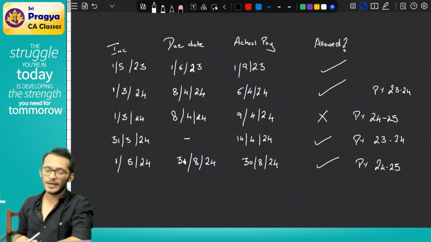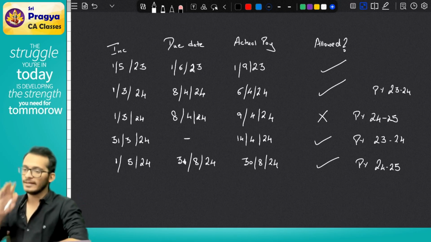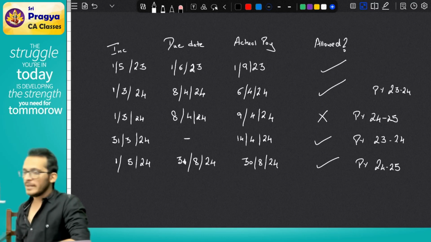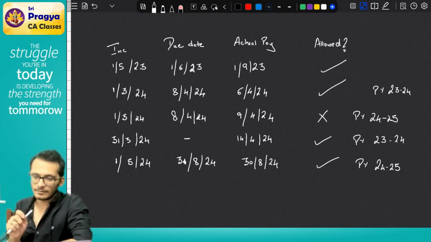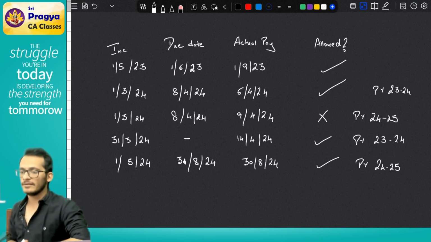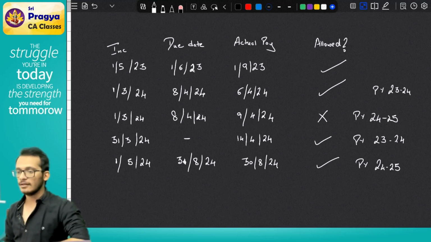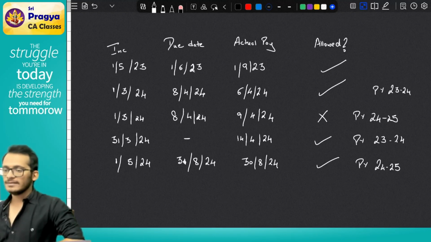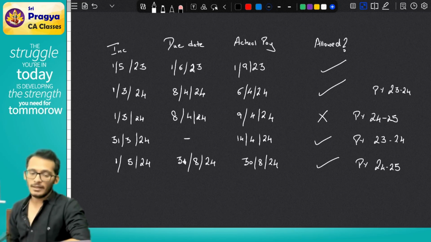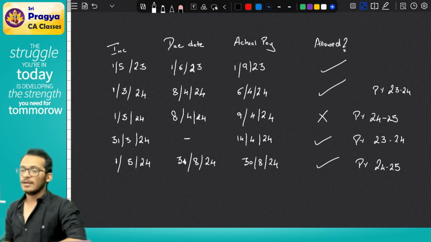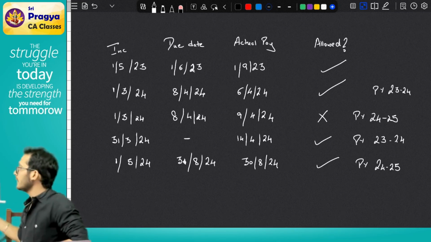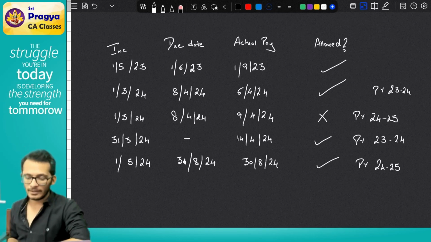You have taken a due date of 30th August. First of all, that itself is illegal, which means technically there is a disallowance because you did not make the payment within 45 days. However, it doesn't matter, because you will disallow it after 45 days and allow it in the same year of payment.